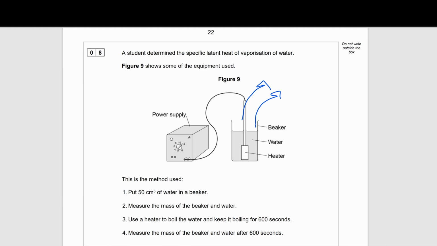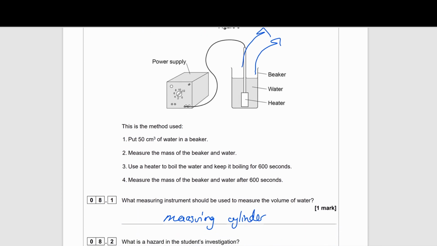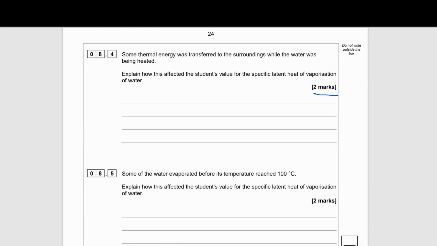So what is the problem then with that, and how is that going to affect the value for latent heat of vaporization now? Well, what do we want the energy to be transferred to? We want it to be transferred to the water. So that should be something we can definitely write there. So less energy is transferred to the water.